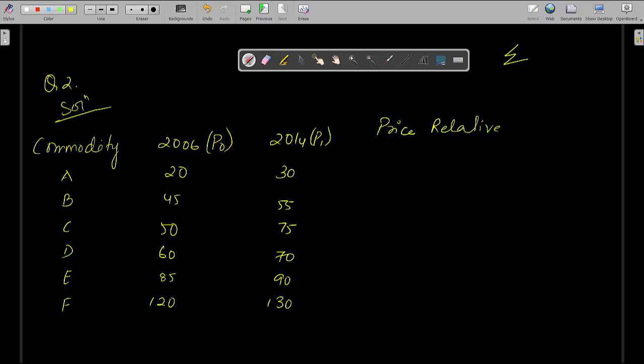So how to calculate that? You just have to do P1 by P0 into 100, right? So P1 by P0, that is 30 by 20. Now I'm going to show you one, and then the rest of it you can calculate; although I will write down the answers, I want you to calculate it. So P1 is 30, P0 is 20, into 100. If you divide this, you will get 150.